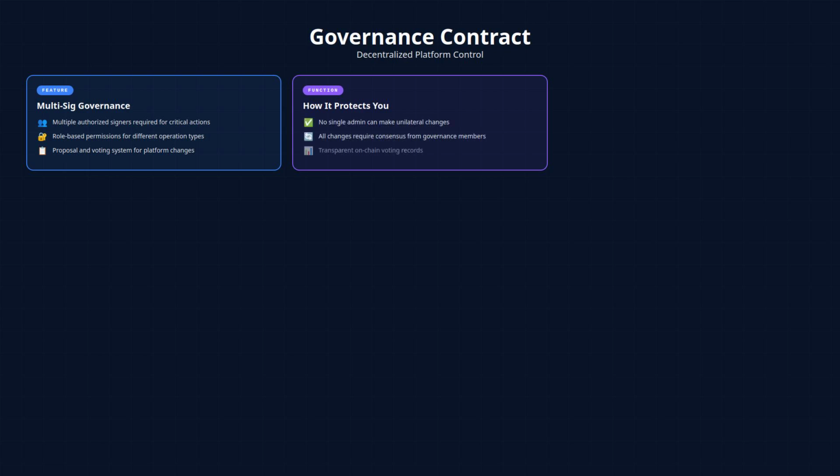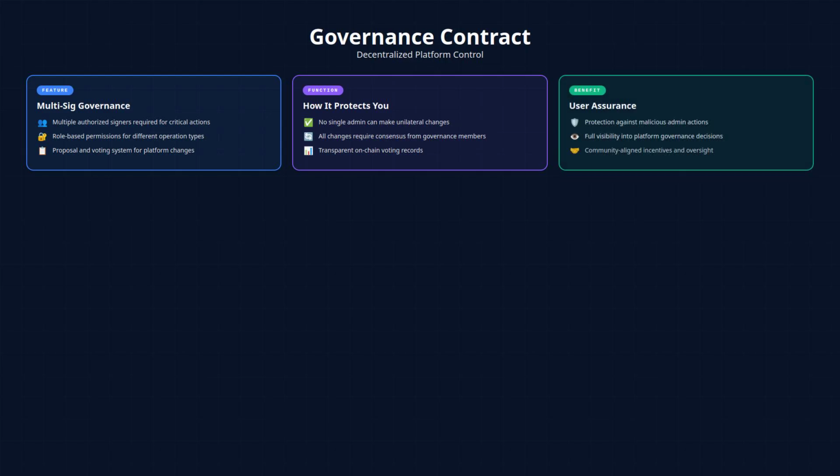No single administrator can make unilateral changes to the platform. Critical actions require consensus from multiple authorized signers. All governance decisions are recorded on-chain with full transparency. You can verify every proposal, every vote, and every execution. This decentralized control means your investment is never at the mercy of a single point of failure.